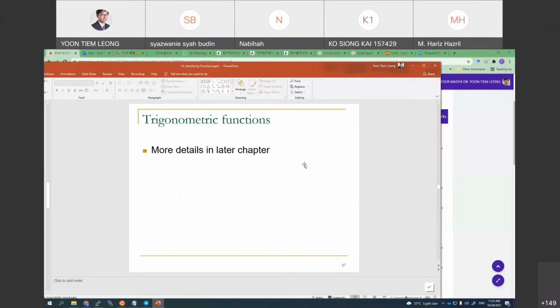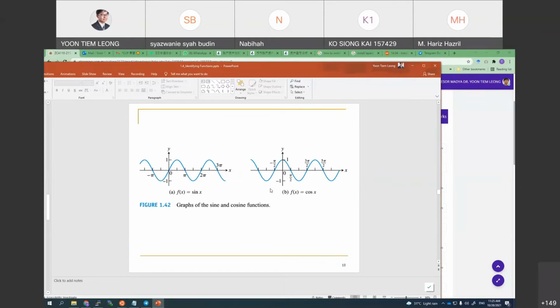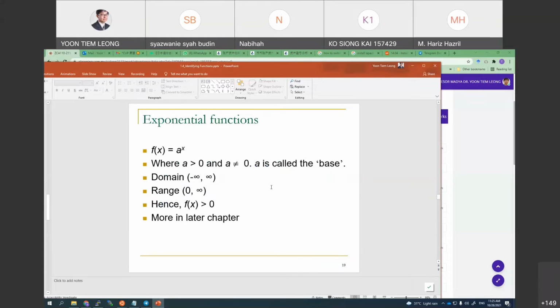Then we also have to deal with trigonometric functions in ZCA 110. The trigonometric function is one of the very important functions that you're going to see. Then we also have an exponential function, which is one of the types of functions that will be discussed in more detail. The exponential function and the power function are different, right? The power function is x power n.